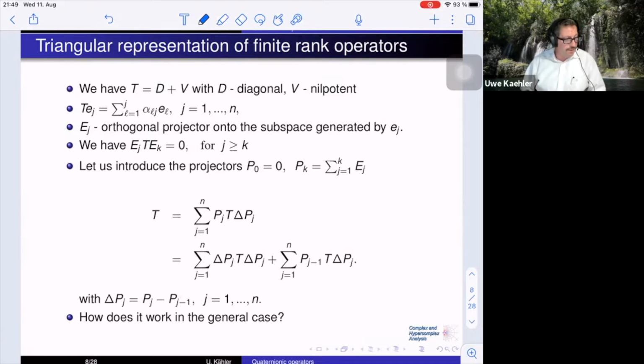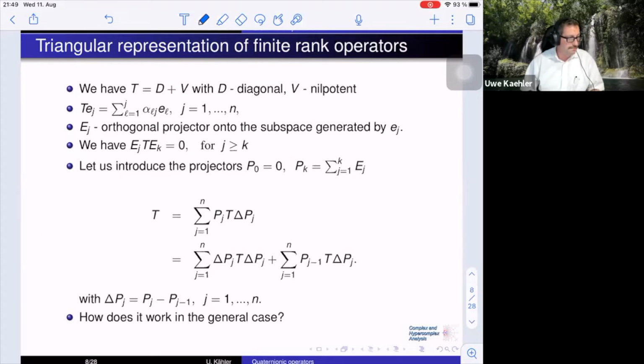But anyway, I want to recall it also for the case of quaternionic operators, this triangular representation. If you have a finite rank operator, so a matrix, then of course we can always decompose T into D plus V, where D is diagonal and V is nilpotent. Also in the quaternionic case, nothing changes here against the classic one. And if you give me an orthonormal basis, then I can write my operator like this. E_j is the orthogonal projector onto the subspace generated by e_j.